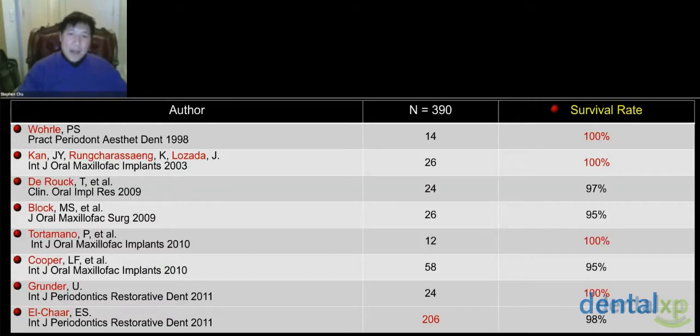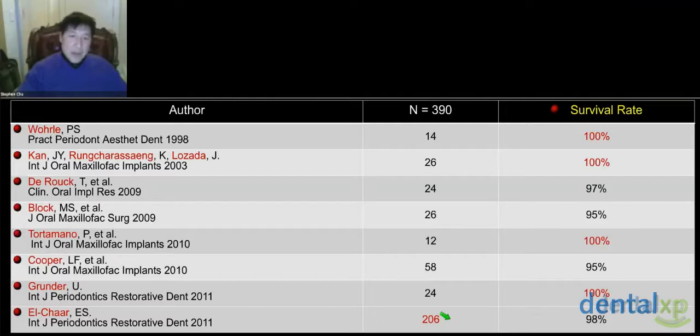On the far right column over here, you can see the survival rates. Now, some doctors have reported 100% survival rate. And 4 out of this group of 8 actually have reported 100% survival rate. And that's very interesting when you really consider immediate implants in the aesthetic zone. So a lot of the authors have reported very, very high survival rates.